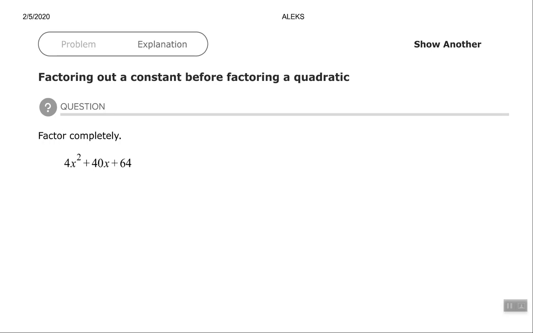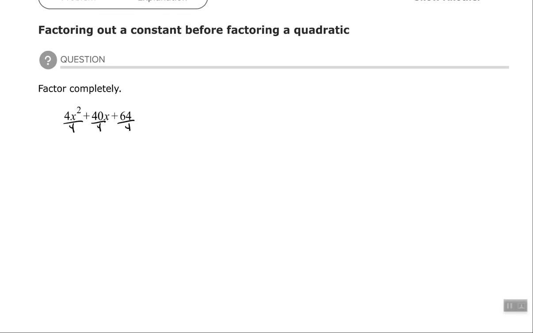We have 4x squared, 40x, and 64. And we know that 4 will go into all three of those numbers. So I have a GCF to start off with. So I'm going to take that GCF, place it outside a set of parentheses, divide everything by that GCF. So that gives us x squared plus 10x plus 16.